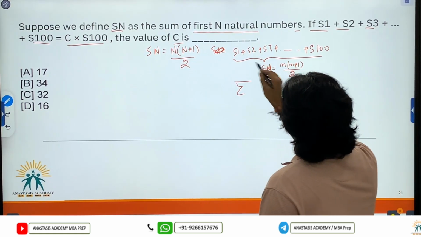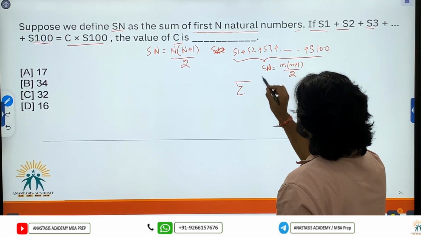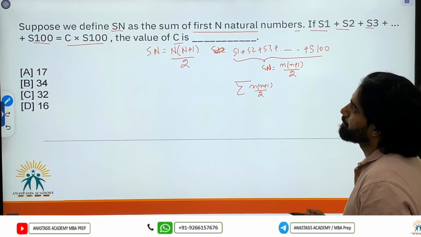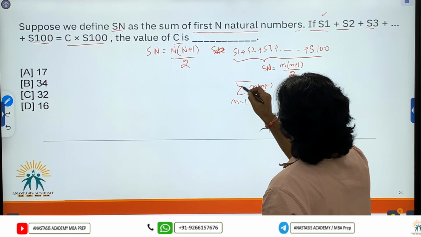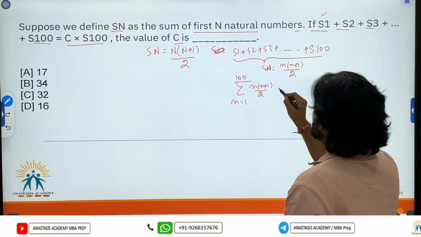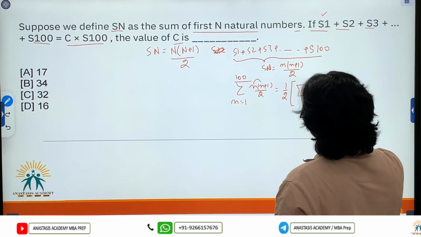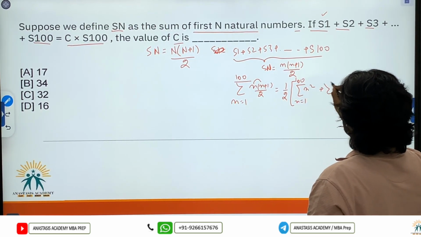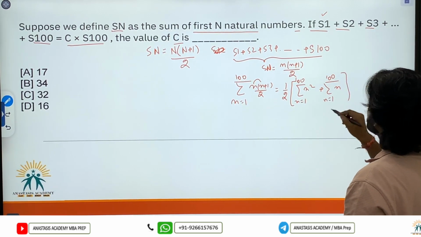and the summation of all these terms, now the first term is 1, and I have to add these terms from 1 till 100. I have to find this sum. If I take 1/2 common, it becomes 1/2 times the summation of n squared from n equals 1 to 100 plus the summation of n from 1 to 100.